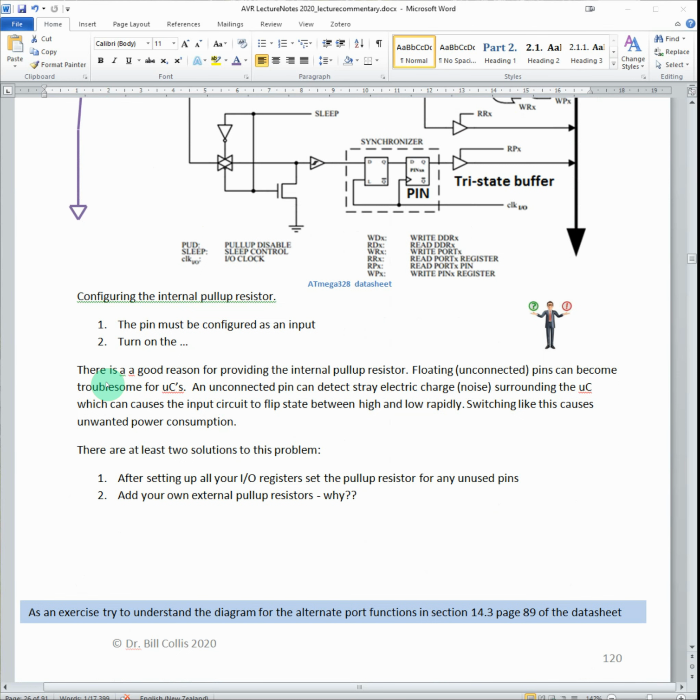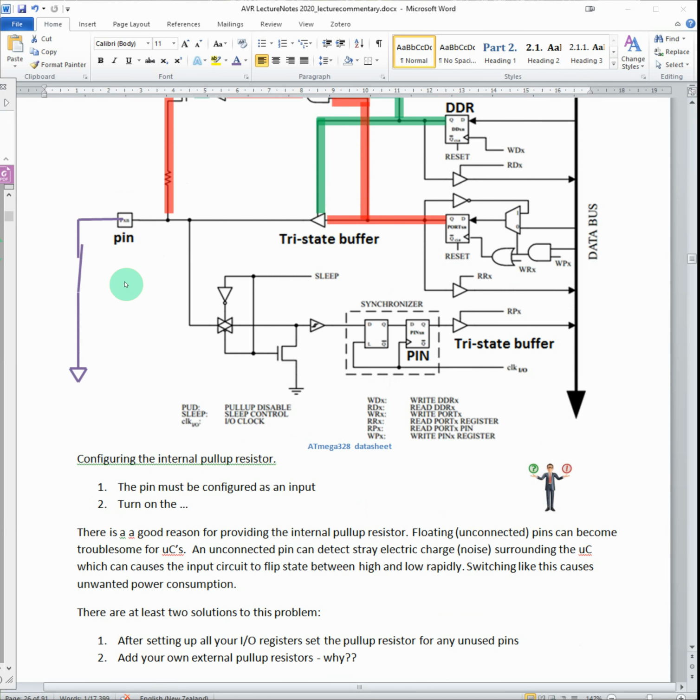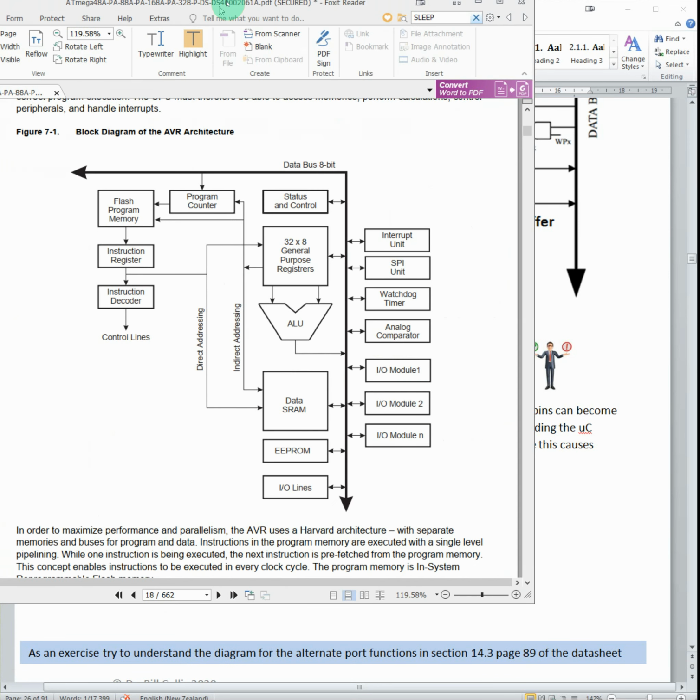As you can see, it's an interesting little example to understand what is happening between the hardware and the software inside a microcontroller. Just keep in mind that the RTL perspective of what you've got is a huge amount of data path, which is registers and buses and counters and all sorts of things, and a control unit which is activating all of these control signals. As an exercise, you could have a look at the data sheet and go to section 14.3 on page 89.